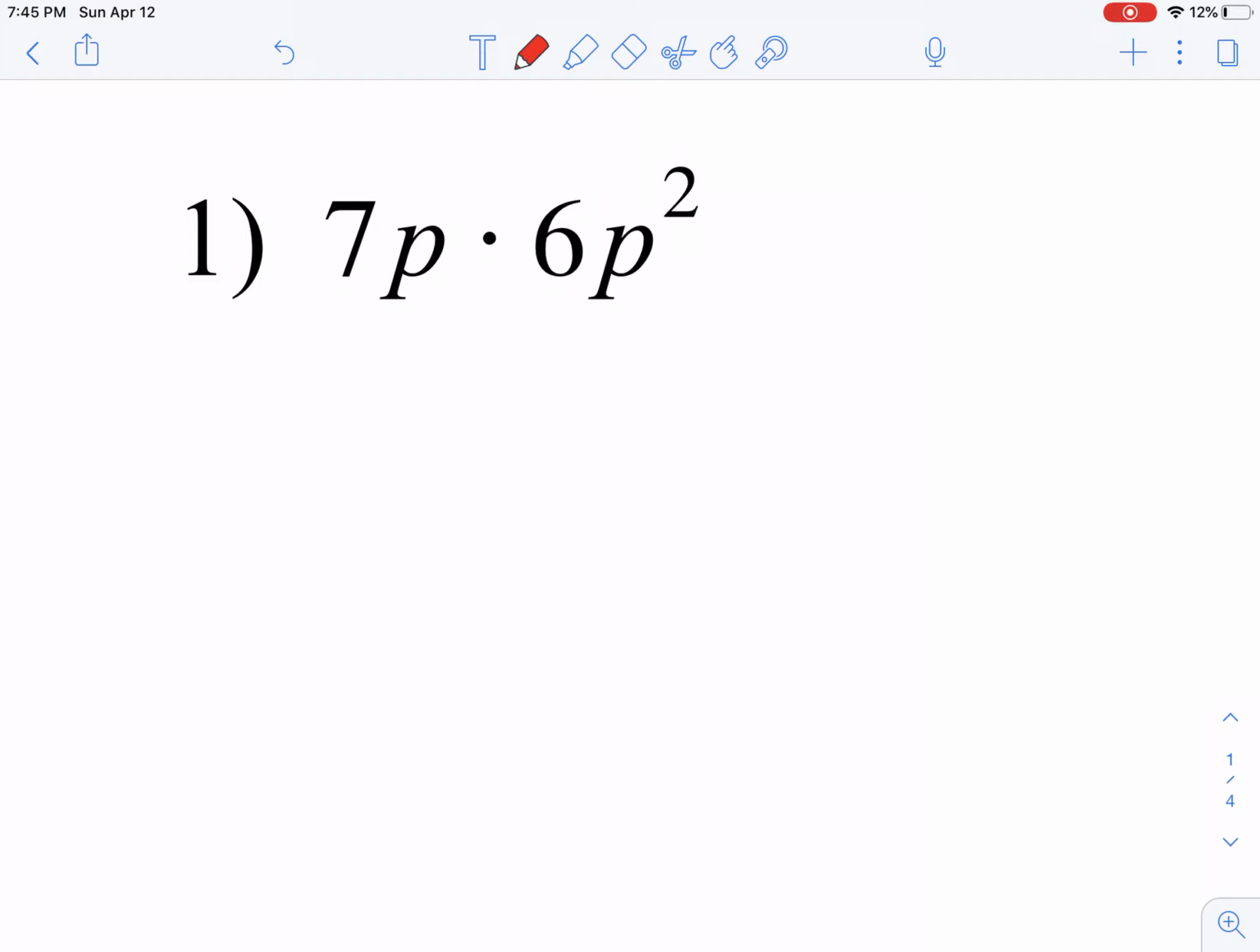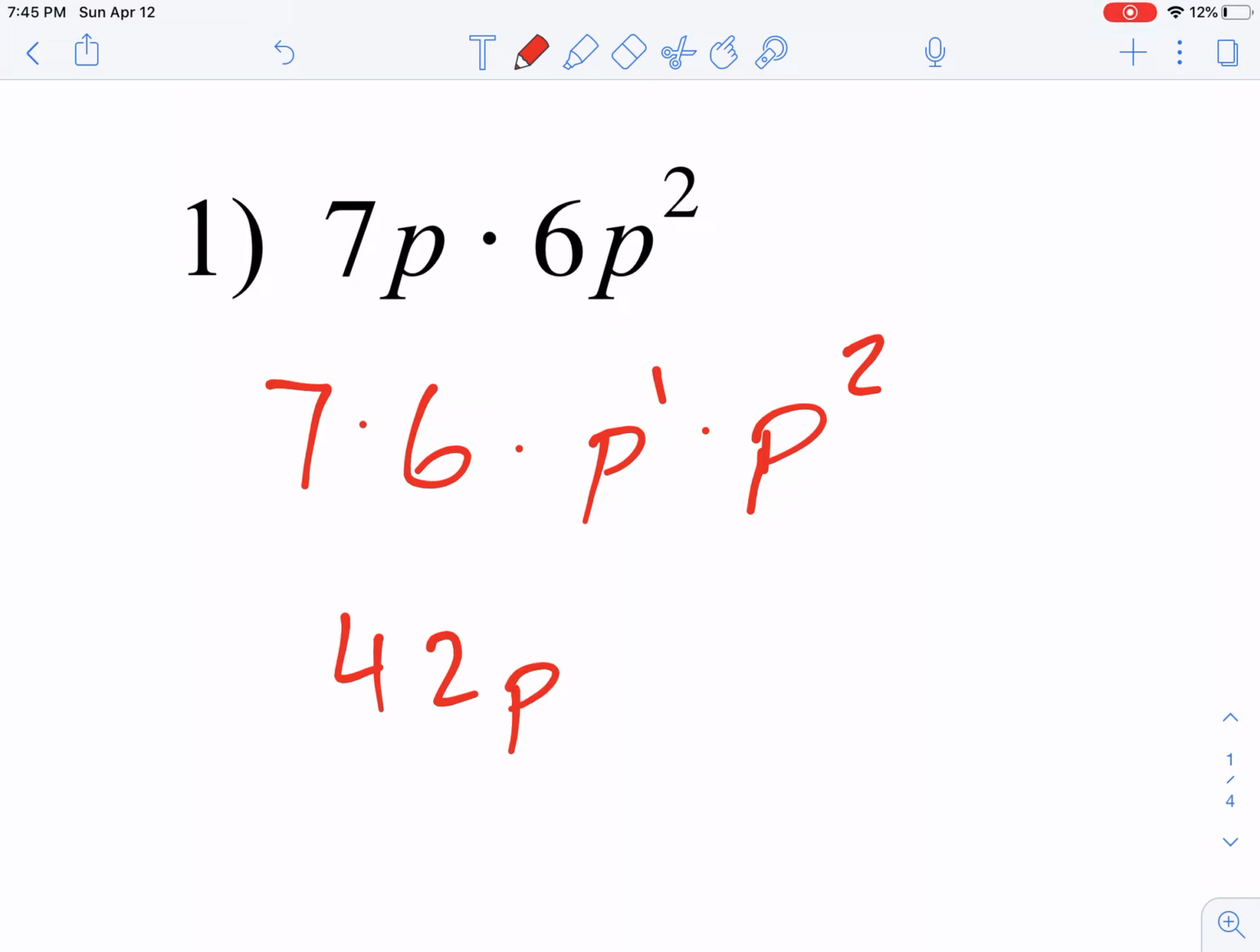The product rule states that if you have two numbers, we can rewrite them and say, okay, it can be written as 7 times 6 times p to the second. And we found that there was a shortcut where we could simply add the exponents if they have the same base. So what we did was 7 times 6 was 42. P stayed the same. 1 plus 2 is 3. And again, this is when you're multiplying numbers that have the same base. So we end up with 42p to the third.